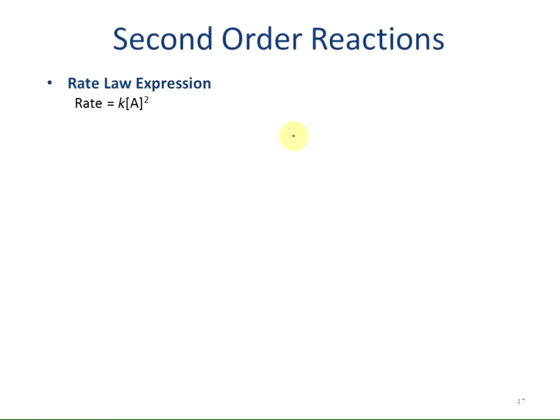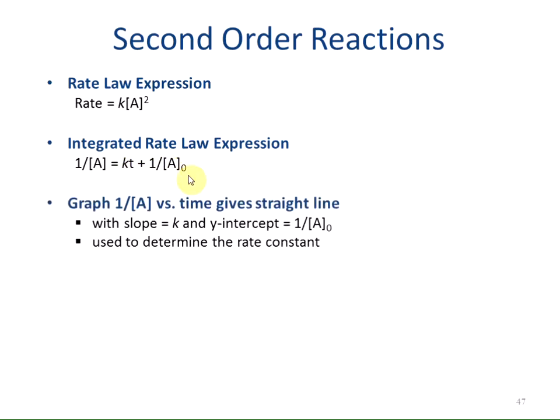So here's the last type of order we're going to be looking at, the second order reactions. So remember, the rate law expression for a second order reaction is rate equals the rate constant times the concentration of what you're looking at raised to the 2nd power. So this is that second order. And the integrated rate law expression for a second order reaction is the inverse concentration equals k times time plus the inverse of the initial concentration.